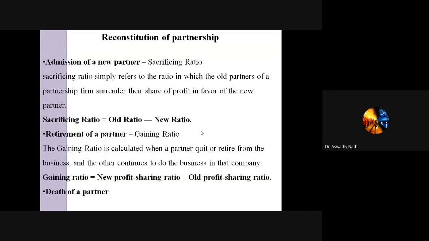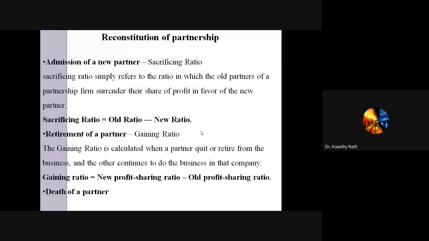So next we move on to the reconstitution of a partnership firm. Reconstitution can happen either by the admission of a new partner, or the retirement of a partner, or the death of a partner. So admission of a new partner means we are admitting a new partner after getting the consent of all the existing partners.